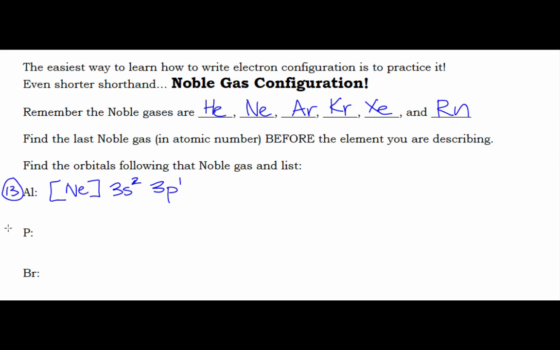Okay, I don't know why I picked this one because it's really easy. It's right next to aluminum, but phosphorus is 15. So you're going to go back to the same noble gas, which is neon. And phosphorus will be 3s2, 3p3. And from this you can tell he has 5 valence electrons.